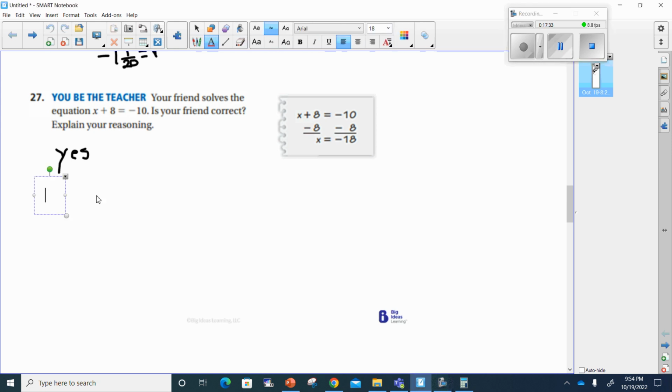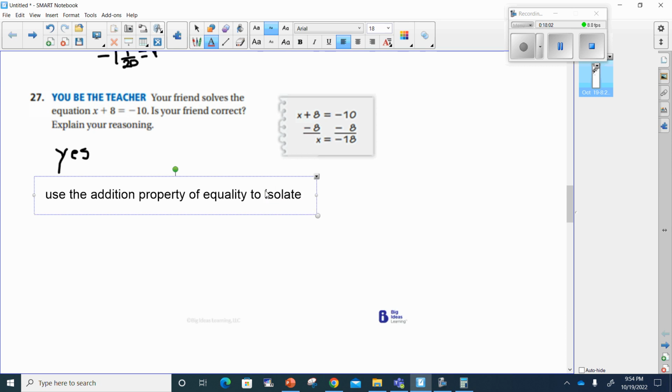And I think I can write here for a reason. We're going to use the addition property of equality to isolate x.